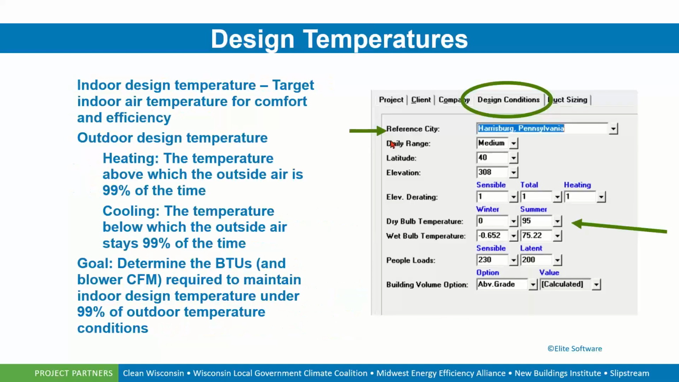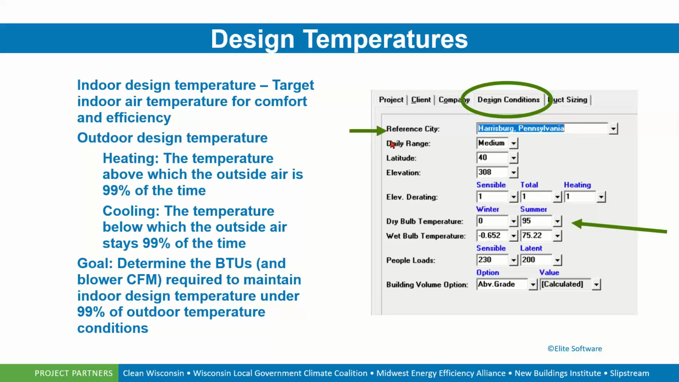So when we look at design temperatures or design conditions, this is an excerpt from Elite Software, one of the packages that's available for calculating Manual J. And throughout this presentation, you'll see some screenshots from various packages. We're just showing you some of the visual representations that the different software packages will give you. So they will look different from different types of software, but this is one example from Elite Software.